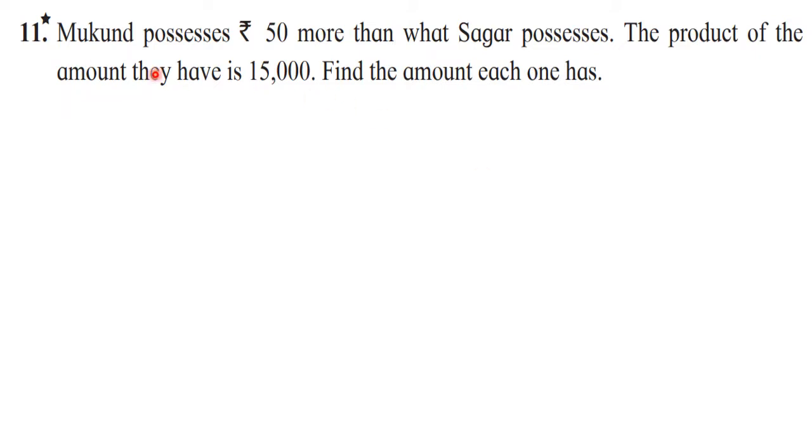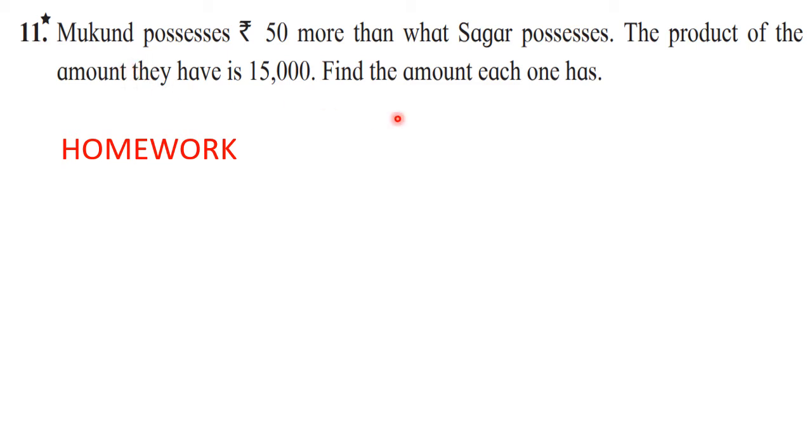Question number 11. Mukund possesses rupees 50 more than what Sagar possesses. The product of the amount they have is 15,000. Find the amount each one has. This is an easy question. So this question you are going to solve as homework. You can take help of the first statement to take the unknown thing.